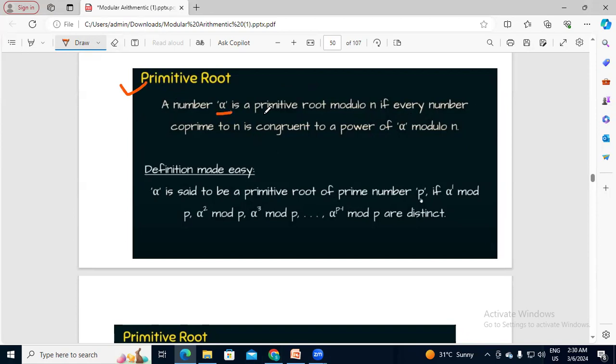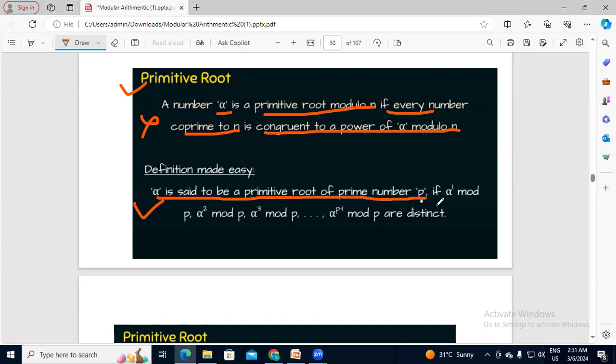A number alpha is a primitive root modulo n if every number co-prime to n is congruent to a power of alpha modulo n. Quite complicated, not understandable. Let's make it simple. Alpha is said to be a primitive root of a prime number p if alpha to the power 1 mod p, alpha to the power 2 mod p, alpha to the power 3 mod p, up to alpha to the power p minus 1 mod p are distinct. Again, I am quite sure that no one has understood it.